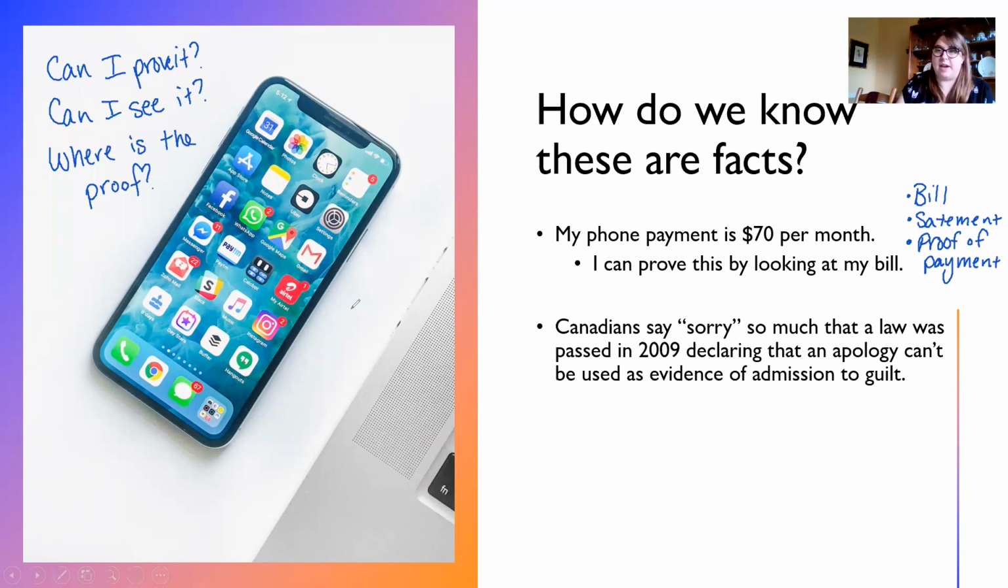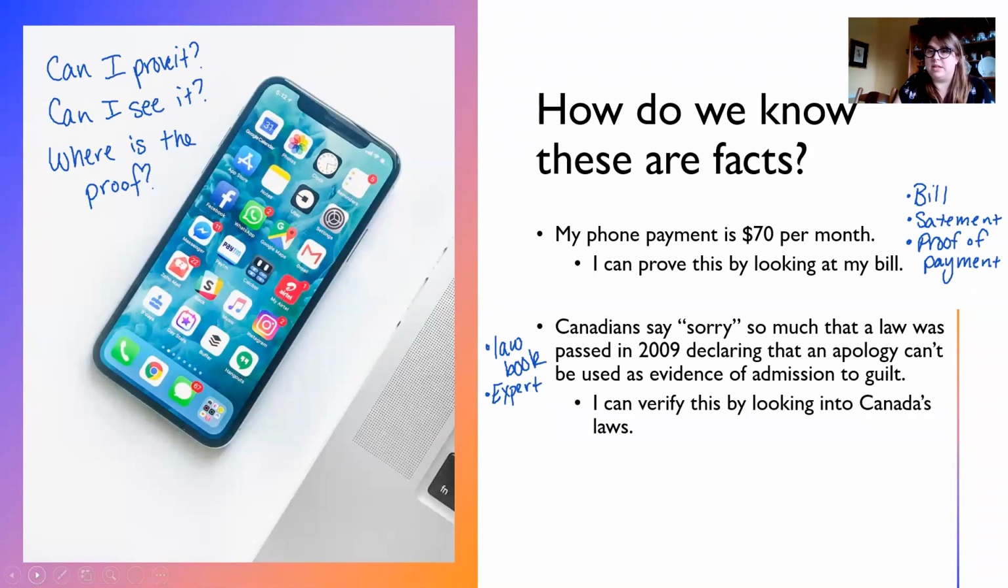So I need to prove that this is a fact. How do I prove that this is a fact? Well, since it's a law, I'm thinking maybe I can find a law book. Maybe I can talk to an expert. I'm thinking that I could probably look this up and find that information. So that proves to me that I can verify this by looking into Canada's laws, so that this is in fact a fact.